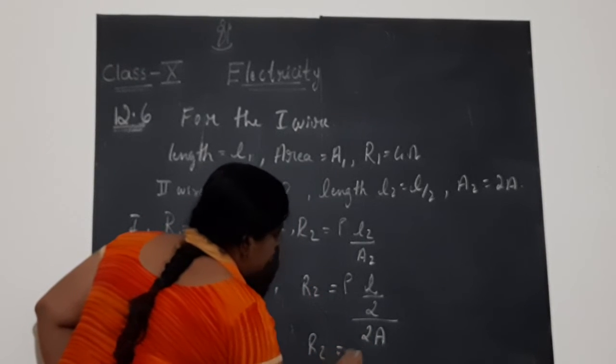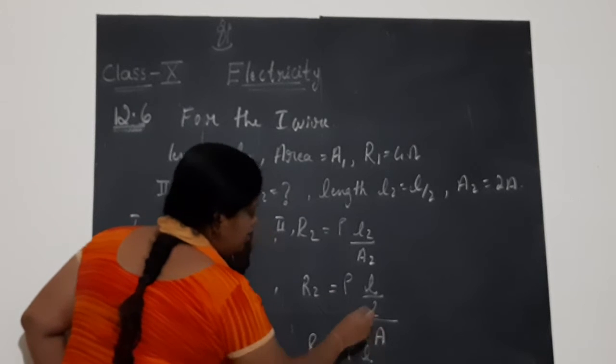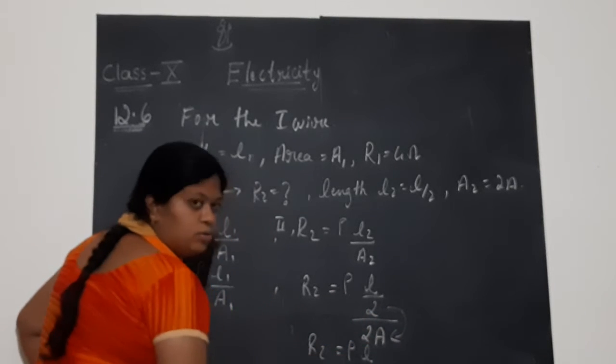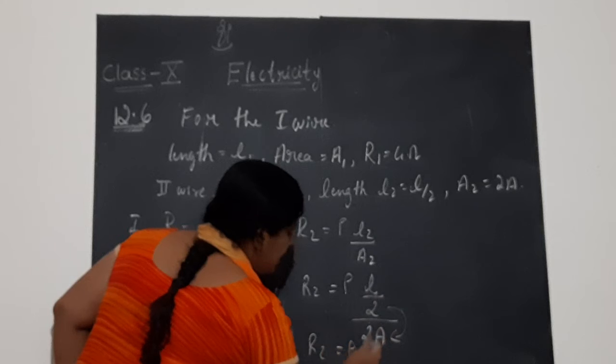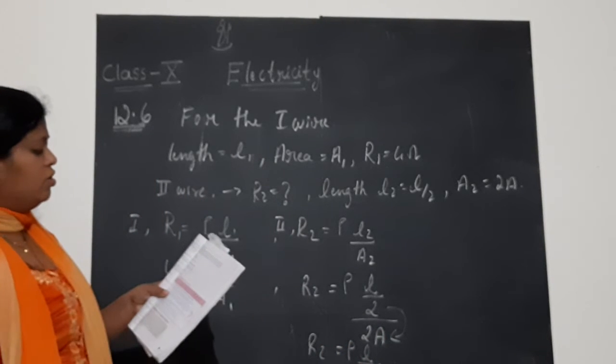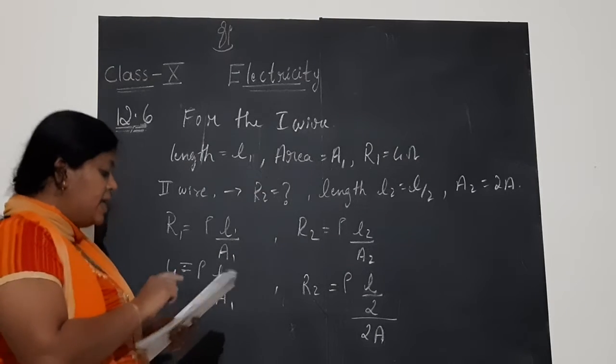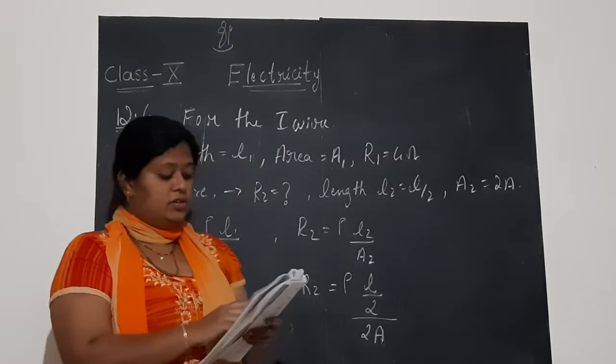So, R2 will be rho as it is. L is there in the numerator. What I do is multiply this 2 to the denominator. L divided by 4 into A, they have got.